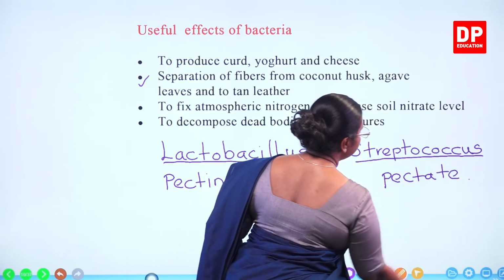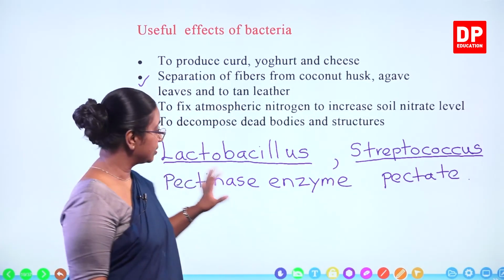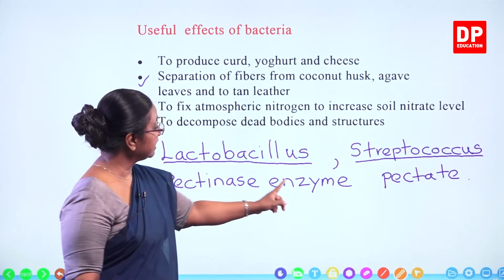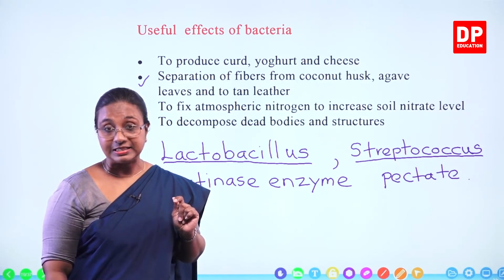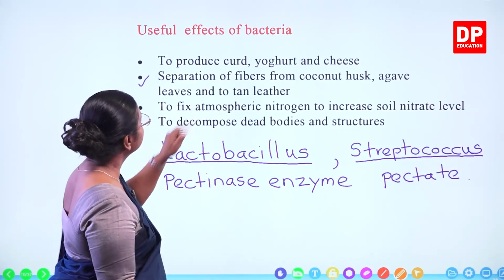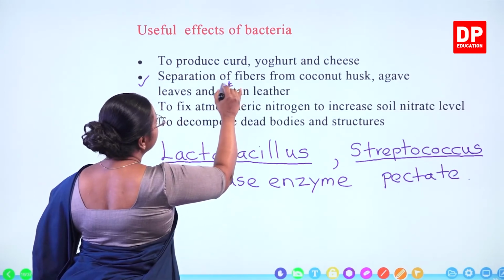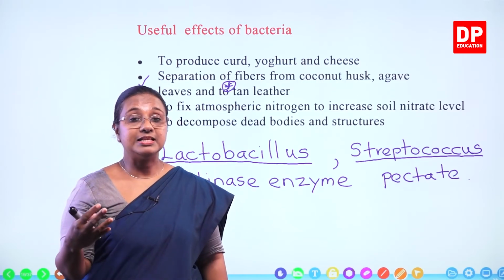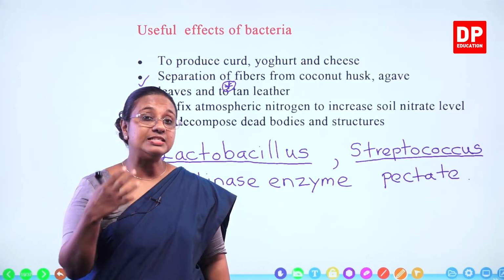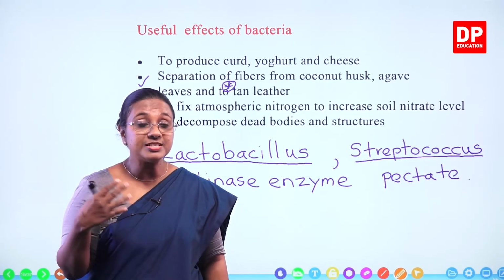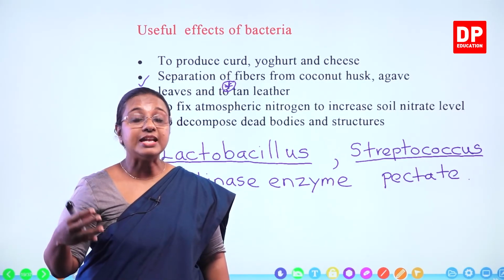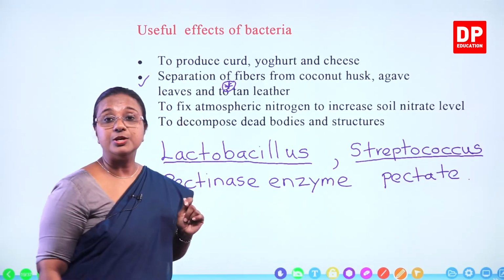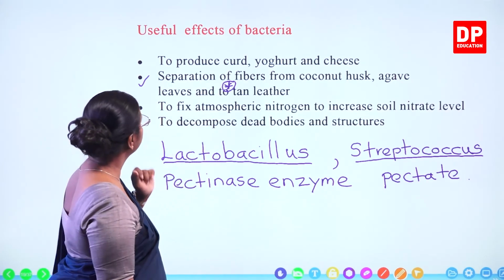So these are all things, students, that you have already learned. That's why I'm just giving you all the points to recall your memory. So pectinase enzyme is produced by the bacteria. Then there is the next function, that is to tan leather. What is tanning of leather? You get the skin of animals and you process it to produce the leather, so that can be used to make leather goods. So for that process also we use bacteria, tanning of leather.